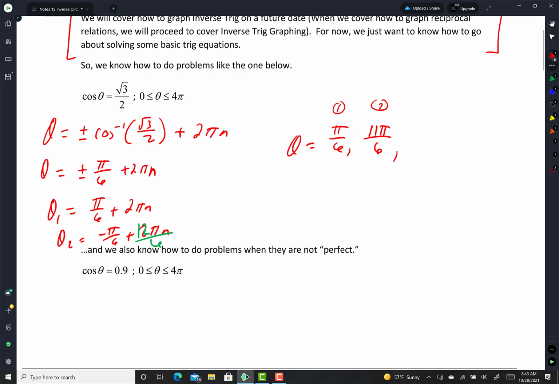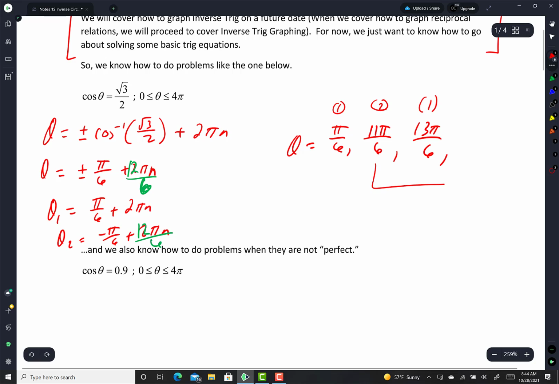And then just keep adding 2 pi, guys. So you can turn this into 12 pi n over 6. And then you can just go 12 plus 1, that's 13. So 13 pi over 6, that's coming from equation 1. And then add 2 pi to the 11 pi over 6. So just add 12 to the 11. 12 and 11 is 23. And I believe that's it, because if you add another 2 pi, you'll be above the 4 pi. Cool or not cool?